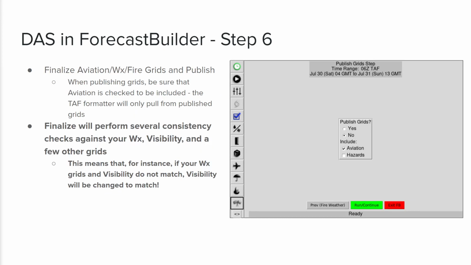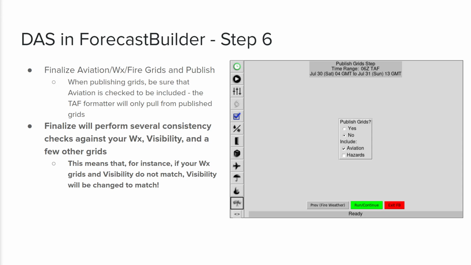The next step will roll through the finalization of various grids before the final publishing step. For aviation, this will create your ceiling grids and finalize the others. A preview ceiling button is available to see what the ceiling grids produced will look like before finalizing them, just in case you would like to make any final edits.